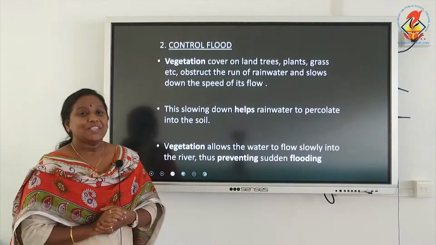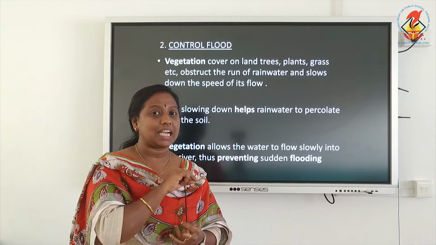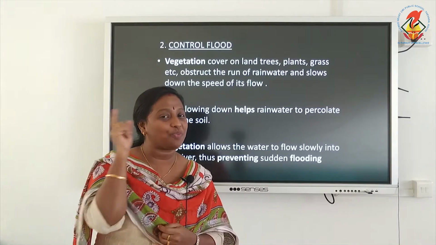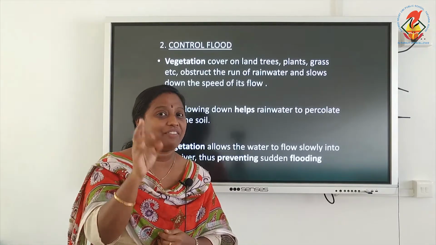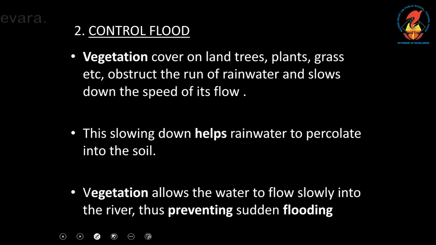Okay. Second use is it controls flood. Sorry, we are studying about flood here only. I thought it was in the first video, in the second video. I am so sorry. Okay. So here we will study how forests help in controlling the flood.